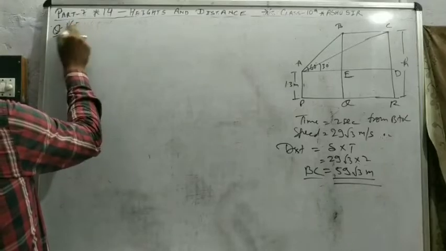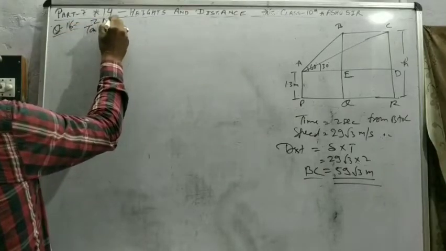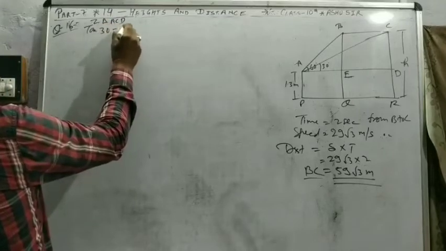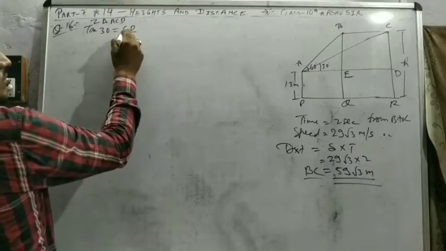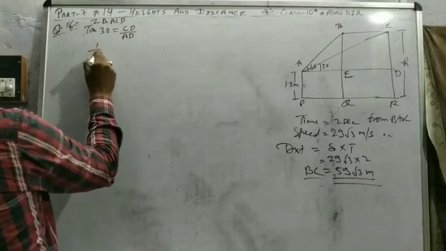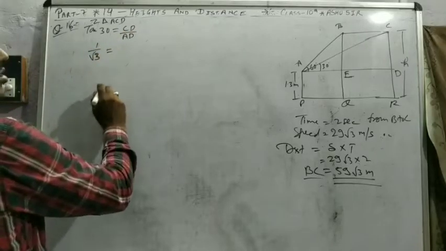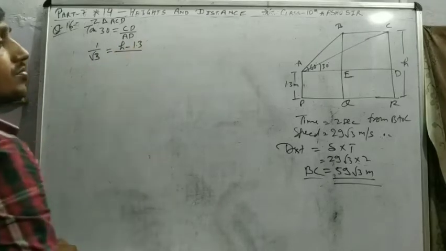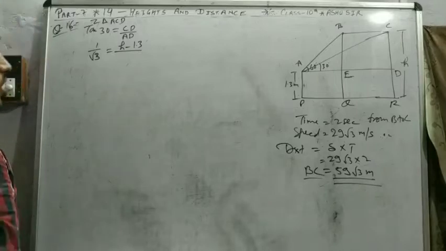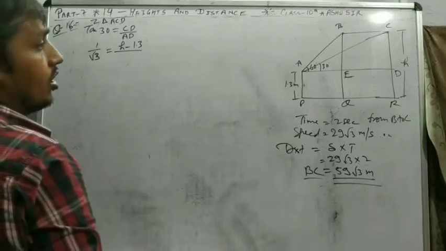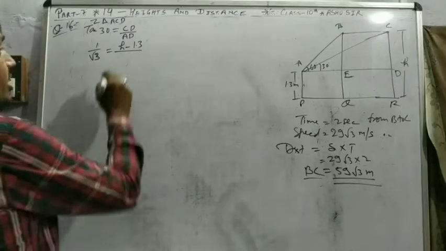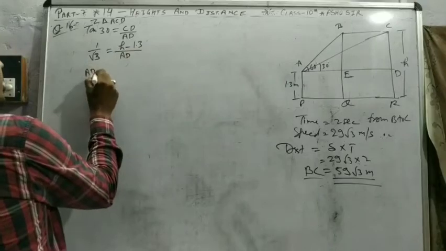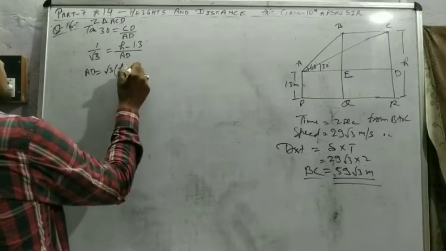Tan 30 in triangle ACD: CD upon AD is 1/√3. CD is H minus 1.3 and AD is, I don't know. So AD is √3 times (H minus 1.3).